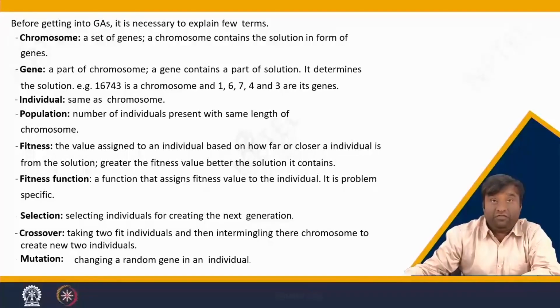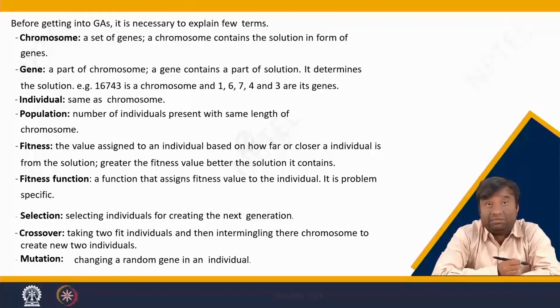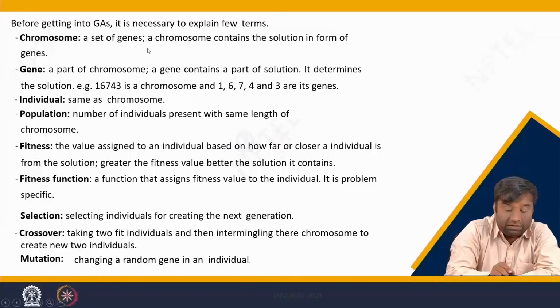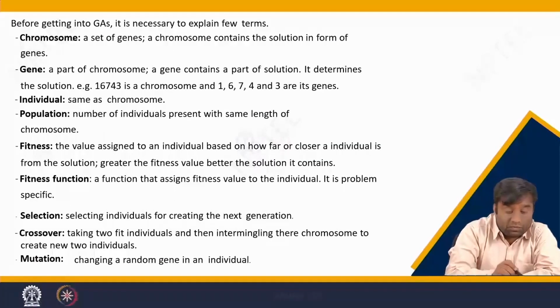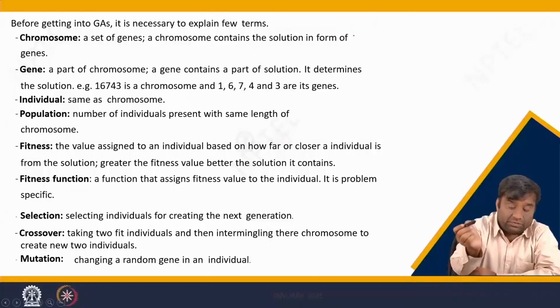Before getting into GA, it is necessary to explain a few terms. The first one is the chromosome, that is a set of genes. So a chromosome is a set of genes. A chromosome contains the solution in the form of genes.